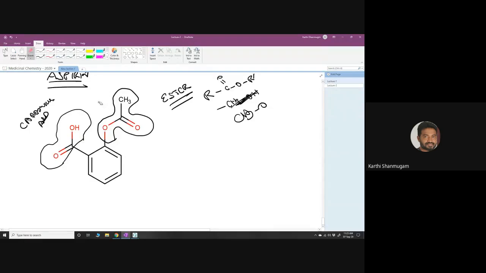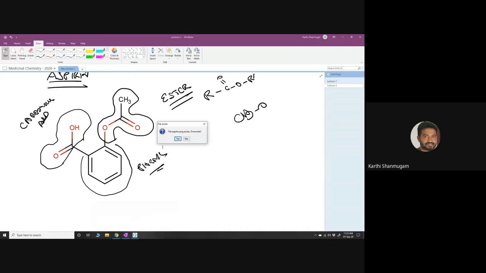Anything apart from these two functional groups? Anything other than this? Benzene ring, sir. Phenyl. Okay, we can write this as phenyl. So this is a very simple drug molecule. Very easily you can tell what the various functional groups present are. So let me go for a little complex one.